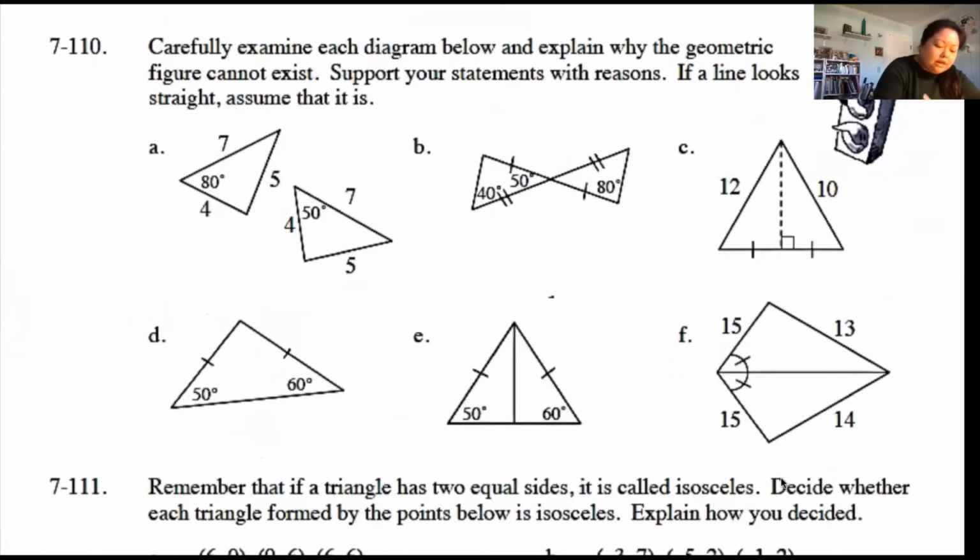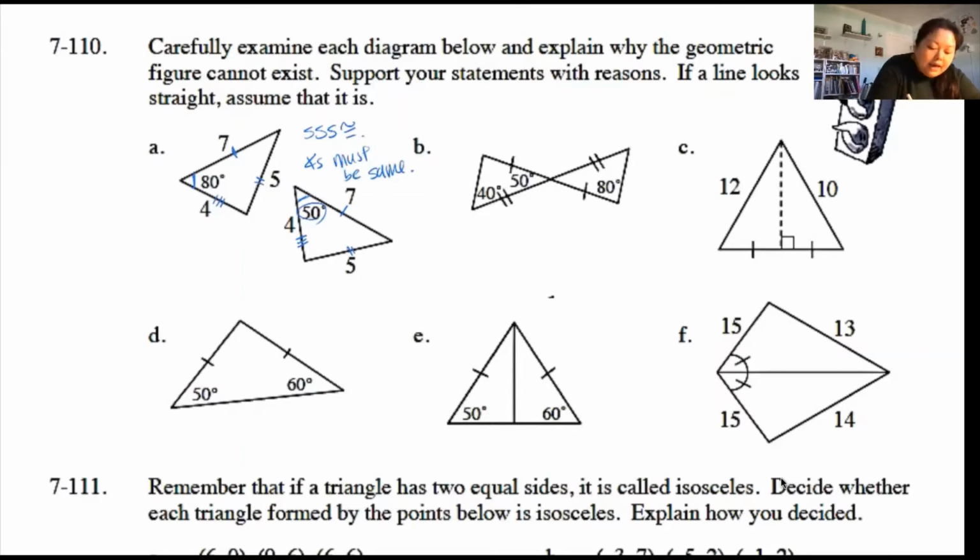In part A, you see that you have this side 7 congruent to 7, 5 congruent to 5, and 4 congruent to 4. So by side, these two triangles should be exactly the same. So that means then this 80 and this cannot be 50 because if this is 80, this also needs to be 80, right? So this cannot be 50. So side congruence, the angles must be the same. And that's why it doesn't exist. Okay? All right.